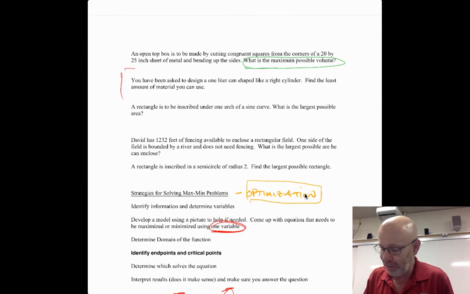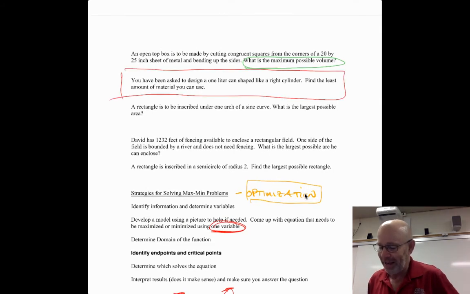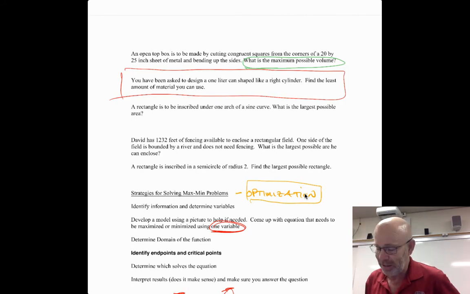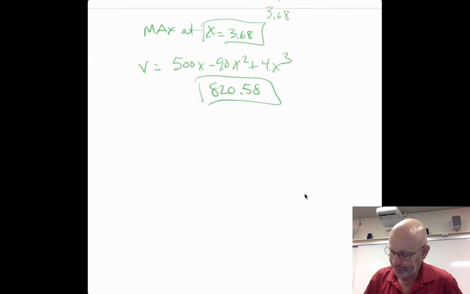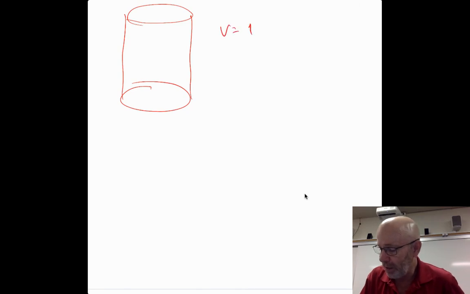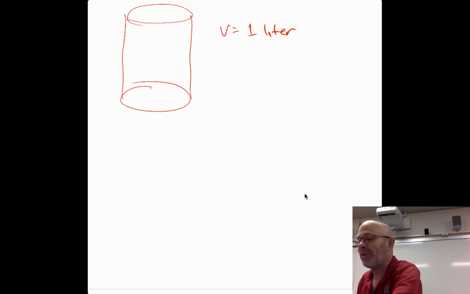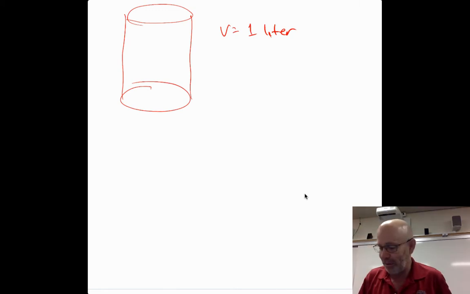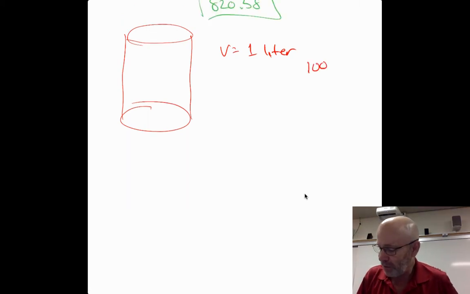Next question says you've been asked to design a 1-liter can shaped like a right cylinder. Find the least amount of material you can use. So I got this right cylinder, and it holds volume, 1 liter, which is a unit of liquid, right? So I guess I should convert that into 1,000 cubic centimeters, which I probably should have known. Just so you know, I'm going to tell you that number, something I would expect you to know.